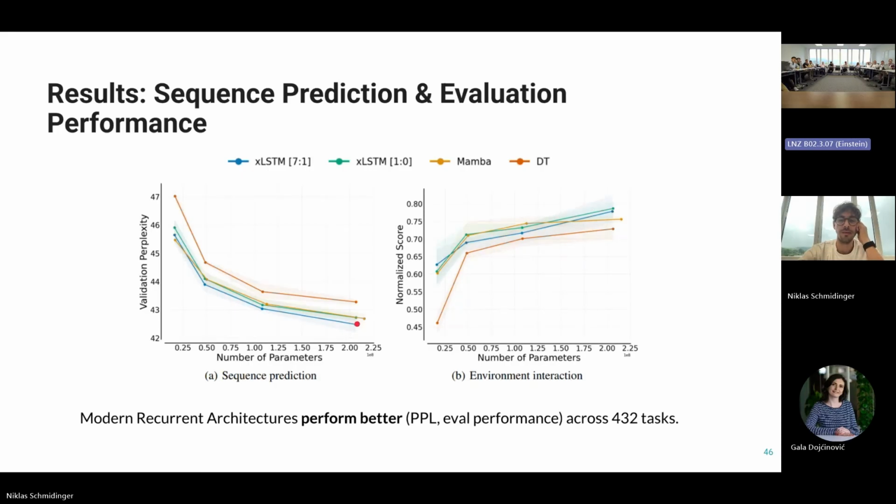Then you also have these environment interactions, where you can see the performance here. Here you look at the normalized score: the previous plot was just sequence losses, but here you really let the model perform in an environment and see how well it does. You can see the same thing holds here. The mLSTM works well, and the sLSTM is also quite strong if you then execute these agents in the environments.